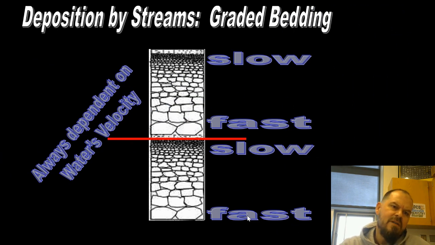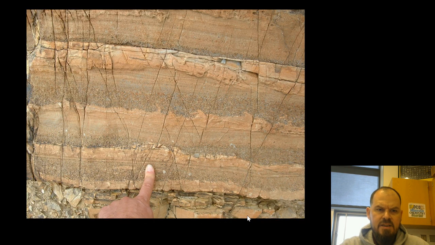Ready? Always dependent on water velocity. So slow, fast, slow, fast. You can see graded bedding, where the water's moving slow and where the water's moving fast. And you can see the different speeds here of the water flow in the rock, right? Because you can see the different sizes of stuff. It's definitely banded.